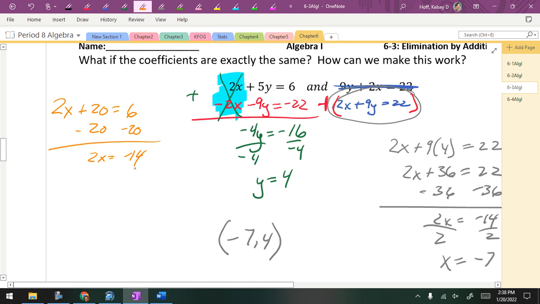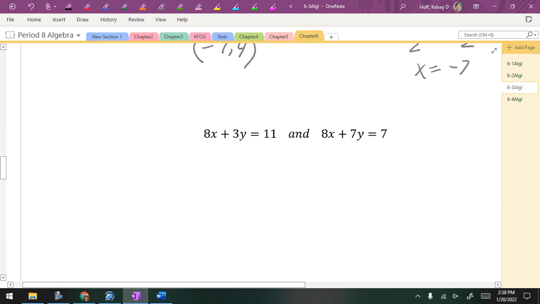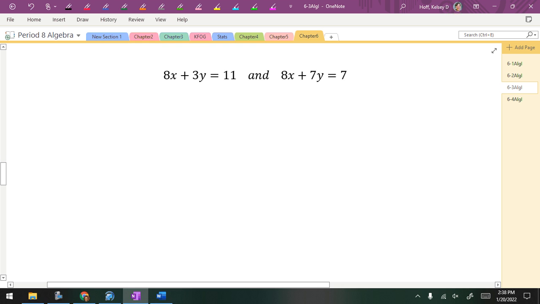Yeah, subtraction's hard, man. I feel you. But a good point proven here, right? Does it matter which one you plug it back into? No, you'll get the same thing. Okay? So if we look at the bottom one, what are we going to have to do here?